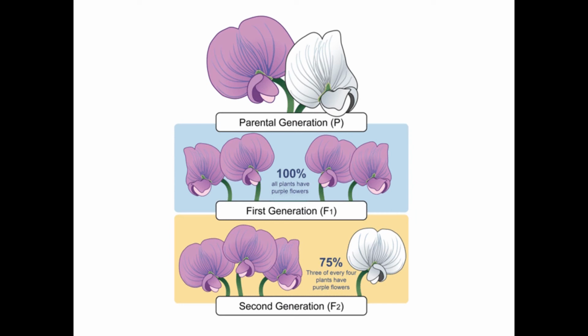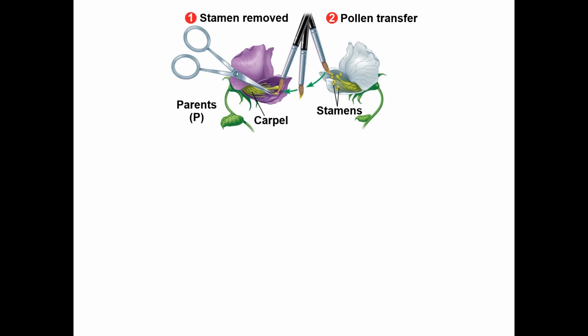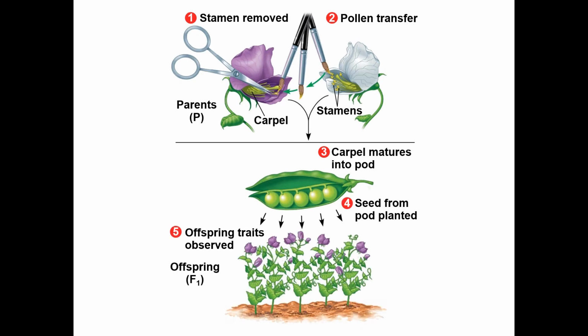The reason that pea plants were such a good choice is that they are complete flowers. This means that they contain both the female part of the plant, the carpel, and the male part of the plant, the stamen. If you take the stamens and remove them, now the plant can't fertilize itself and you have control over who does the fertilizing. In this case, we have a female purple plant and we're using sperm from the white plant to create the cross. We then get that carpel to mature into peas. And the peas are very easy to plant and observe the offspring.